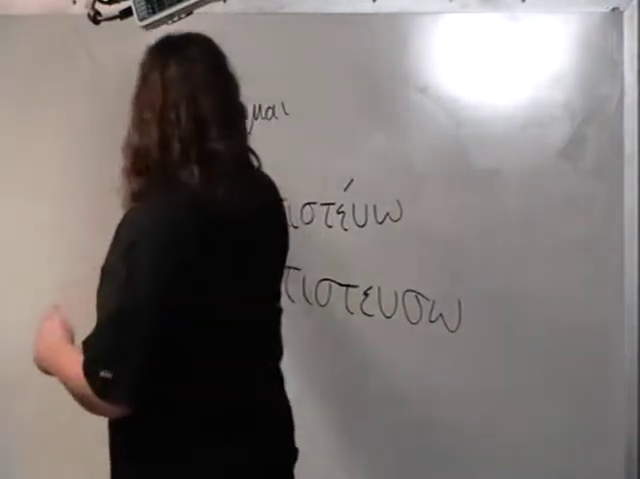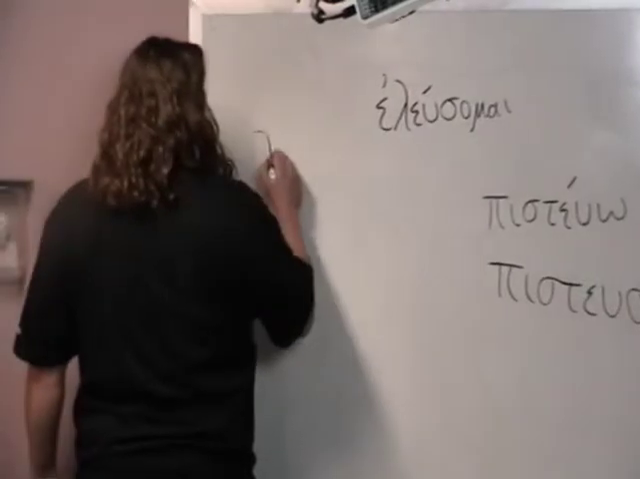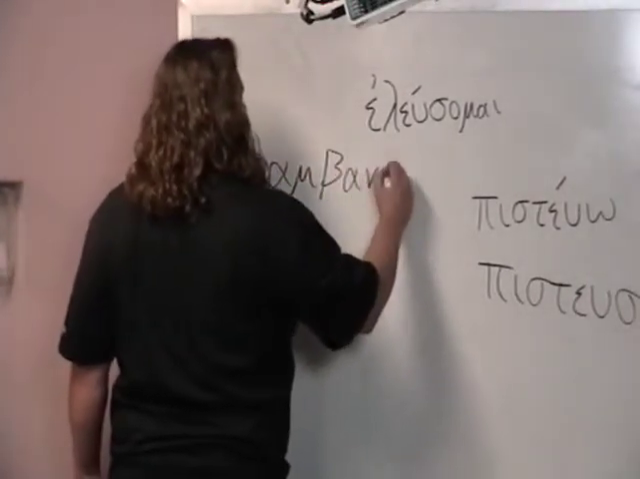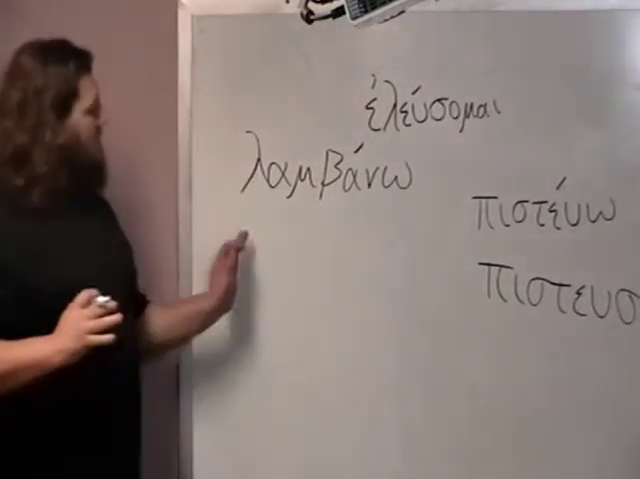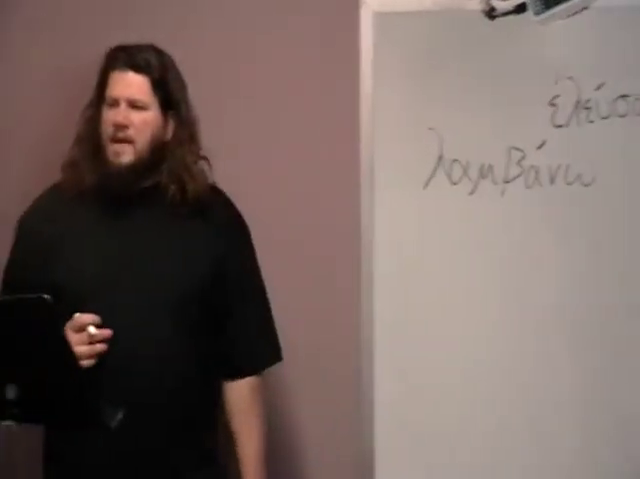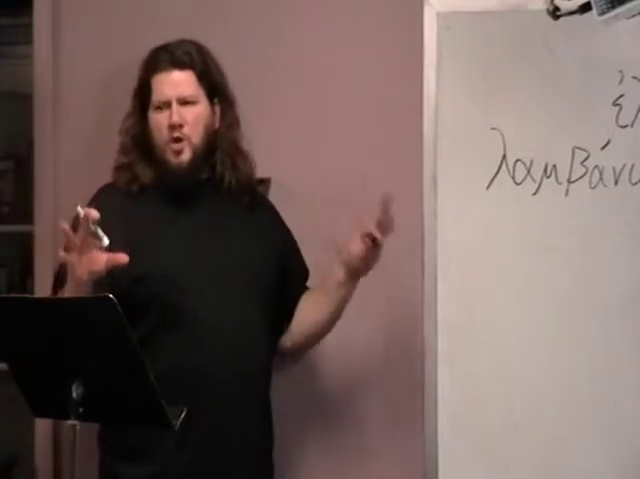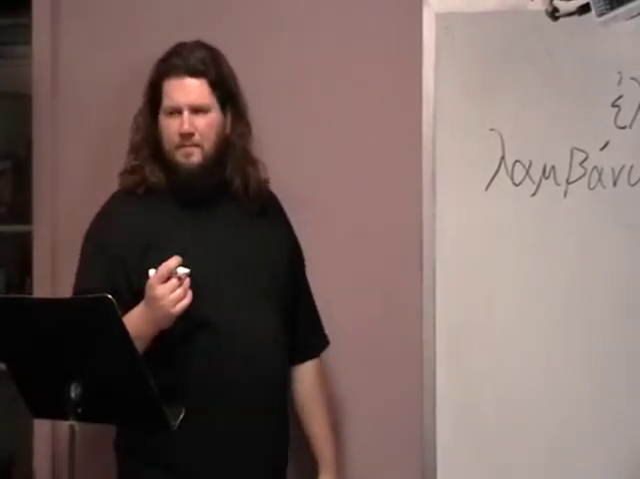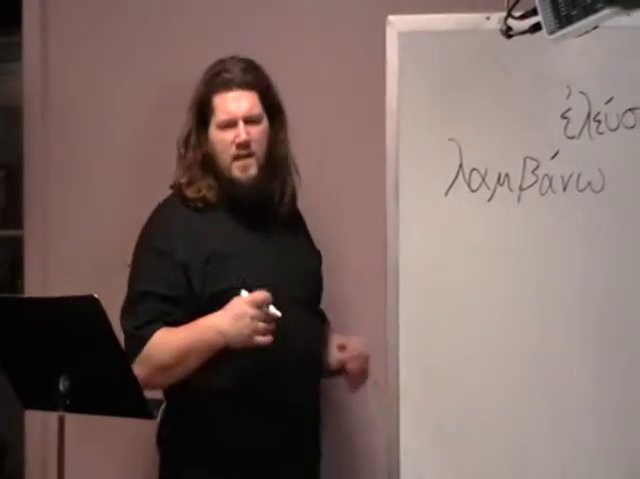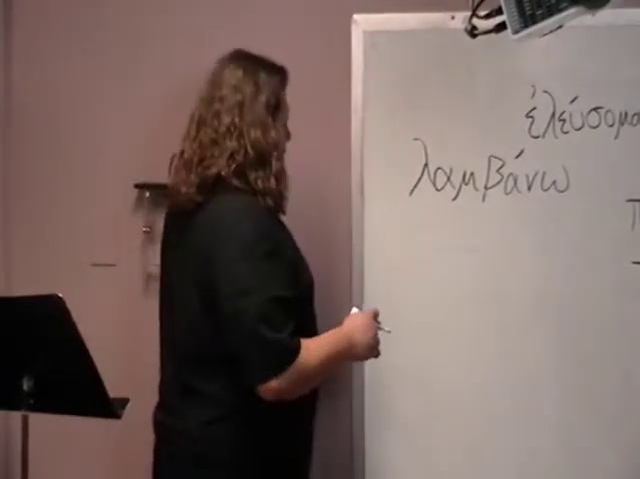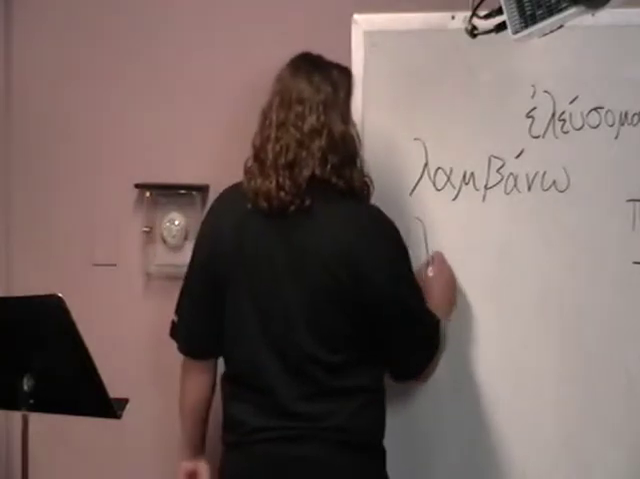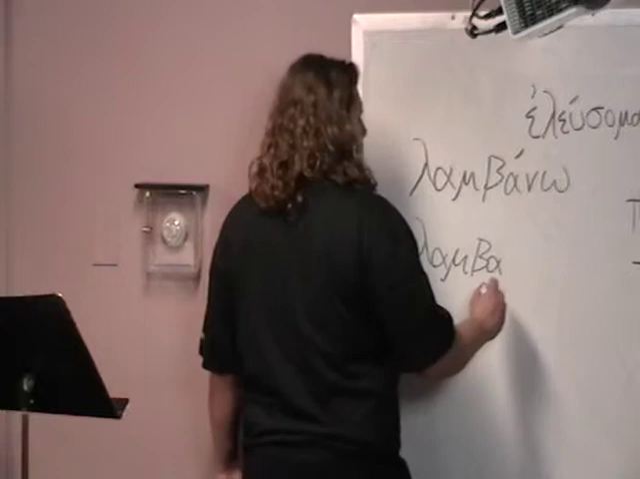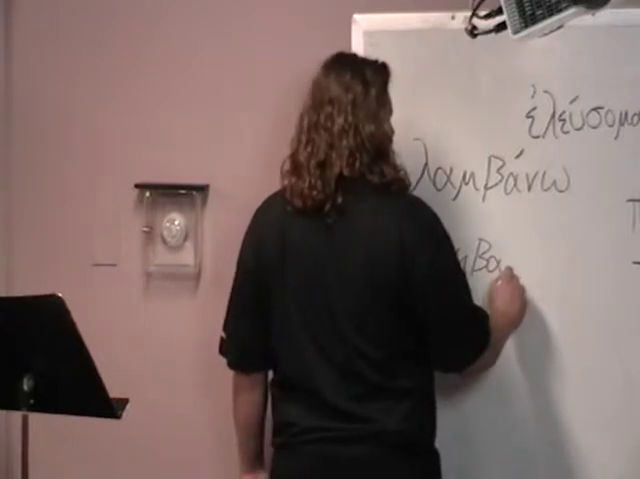All right, I got it. So this is the lexical form, right? Now, from what you know currently, if you wanted to make that a future, how would you do it? What would it look like? How would you say it? It'd be lambaso. Lambaso, because the nu would go away, right?